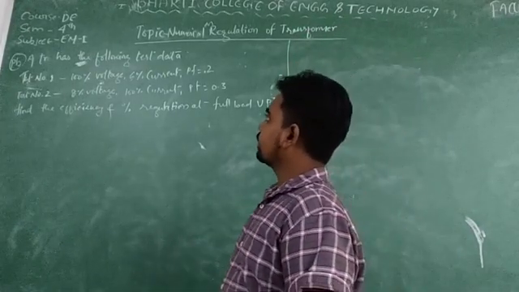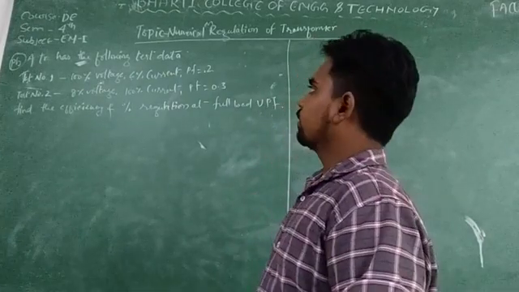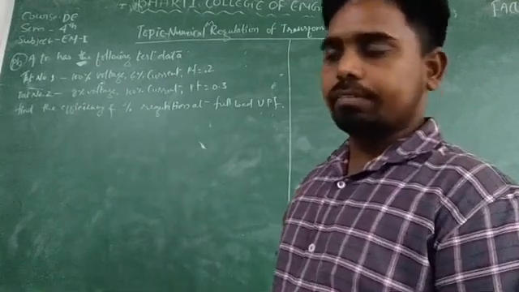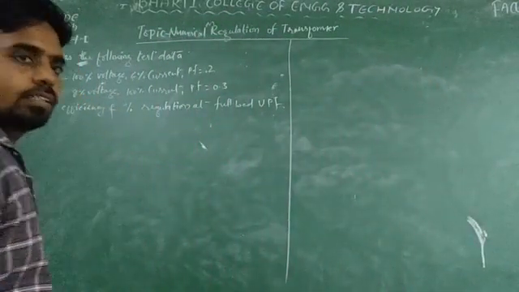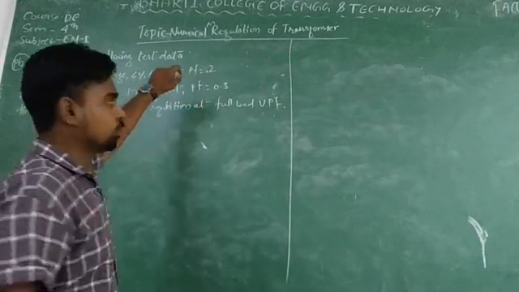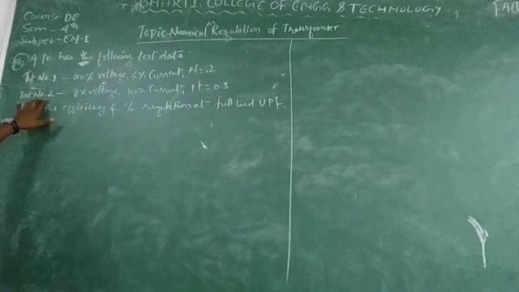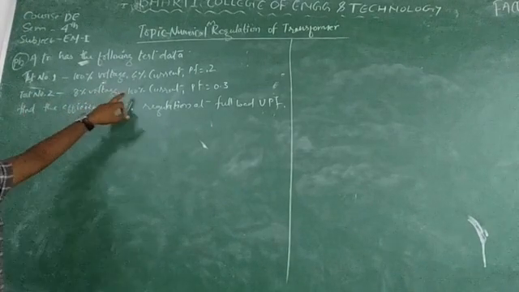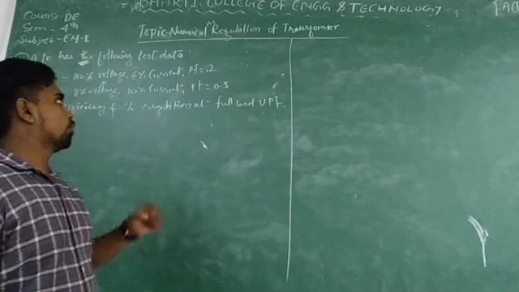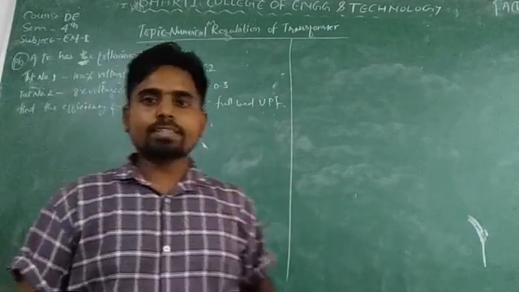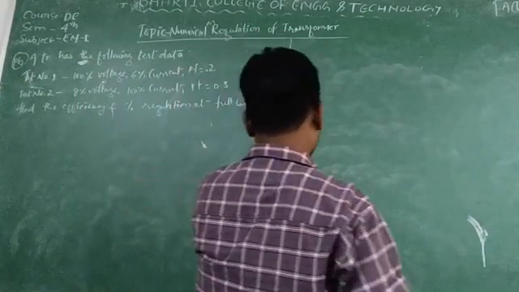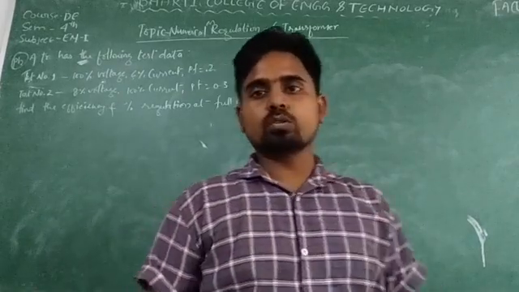A transformer has the following data: in test number 1, 100% supply voltage is given and 6% of the rated current is flowing at a power factor of 0.2. In test number 2, 8% of voltage is given to the transformer and 100% of the current is flowing at a power factor of 0.3. Then find the efficiency and percentage regulation of the load at unity power factor.